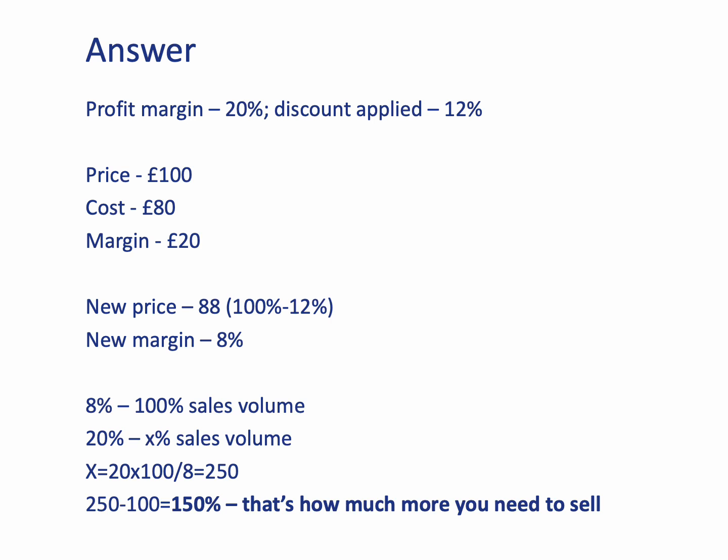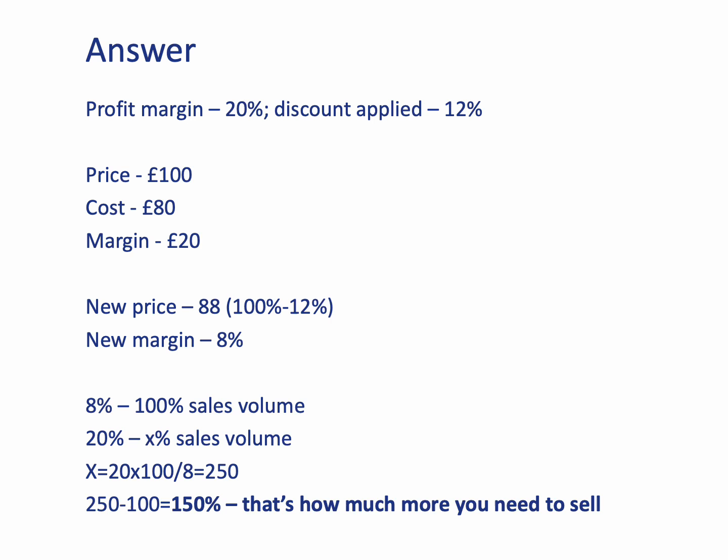So your new margin becomes now 8% only. That's what you are left with, because those 12% that you discount, they eat away from your profit. Your cost did not change. So now, how do we find out how much more you need to sell in order to stay still? So 8%, your new margin, is derived from 100% of the sales volume. Now, in order for you to get those 20% in your profit margin, how much should you do in sales? So X equals 20 times 100 divided by 8 equals 250.